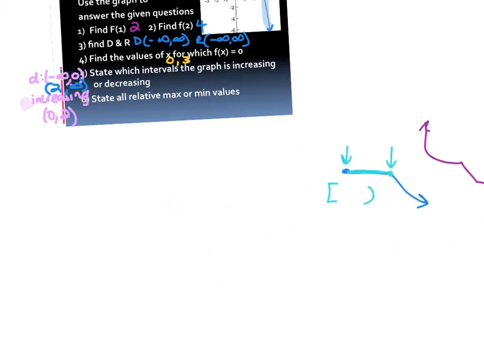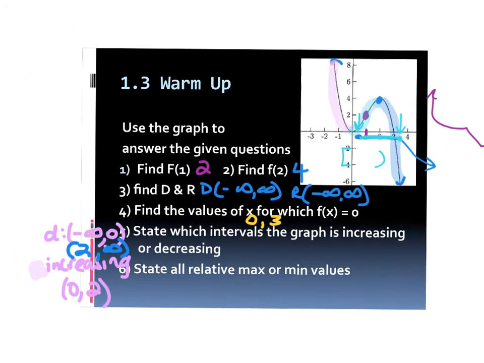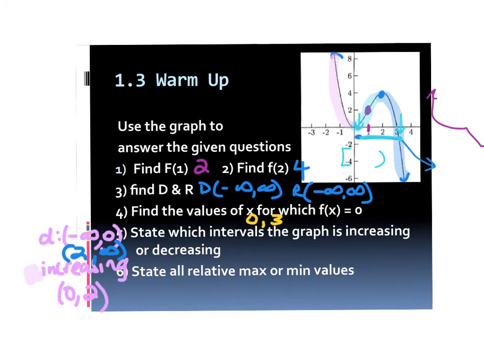So reverse this. Let's say it looks something like this. Down and then stops here. So it's actually decreasing, decreasing, decreasing, and then constant and ends constant with a bracket. And that's for all the other ones too. Does that make sense? Yeah? Okay. All right, so then 5 says state all relative max or min values. So I've got a minimum here, right, a relative min, which is at (0, 0).